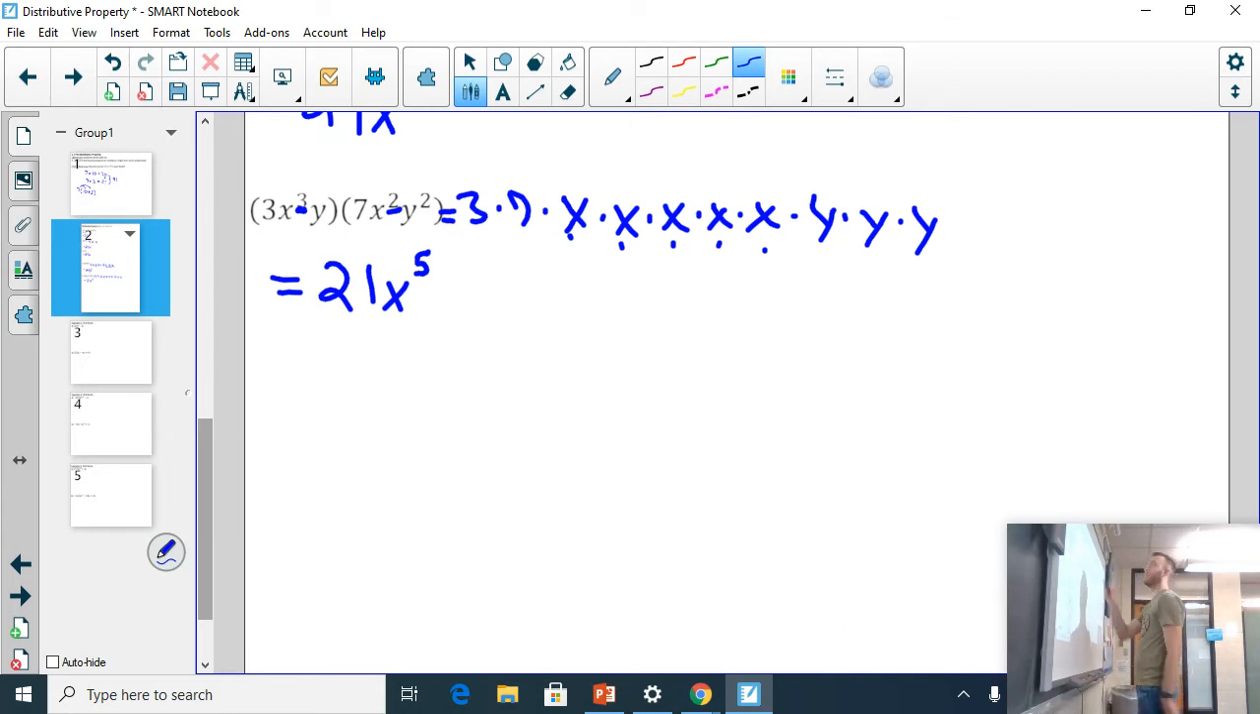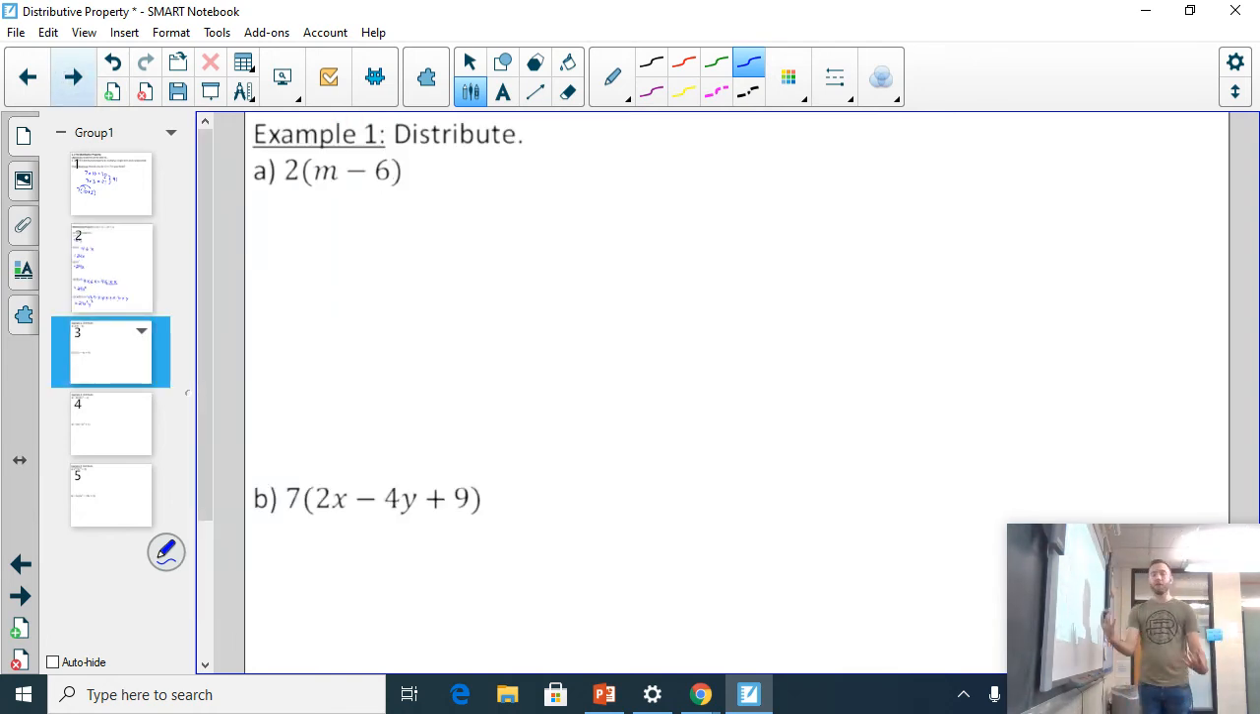And then y, we have an invisible y to the first here. Y to the first times y to the second is going to be y to the third. And you can see that when we wrote it out, we have 1, 2, 3 y's. So that's what that would be. Always do the numbers first, and then add the variables when you're multiplying them. Add the variable exponents, I should say.